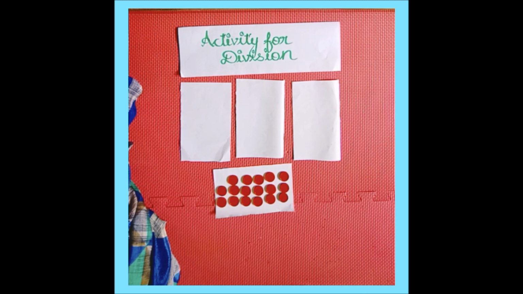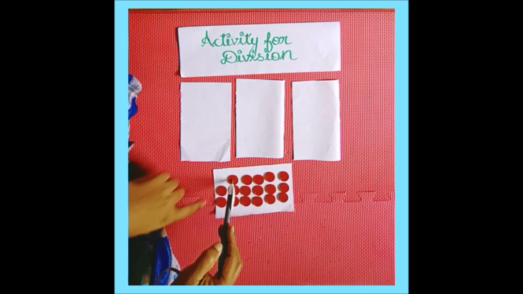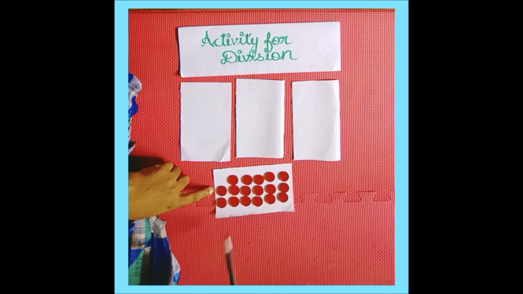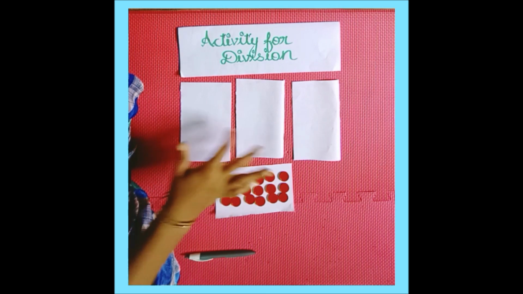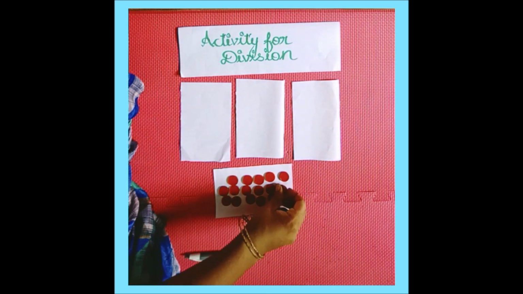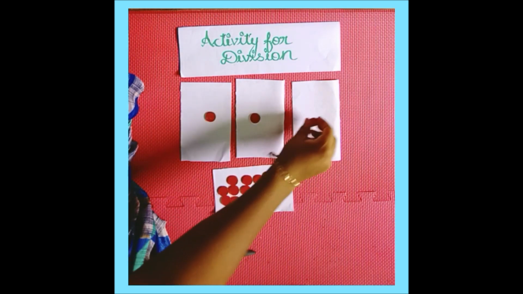For that you have to take 17 coins. So 1, 2, 3, 4, 5, 10, 15, 16, 17. Okay. Now we are going to divide these 17 coins into 3 equal parts. For that you have to take 3 coins at once and give 1 to each part.